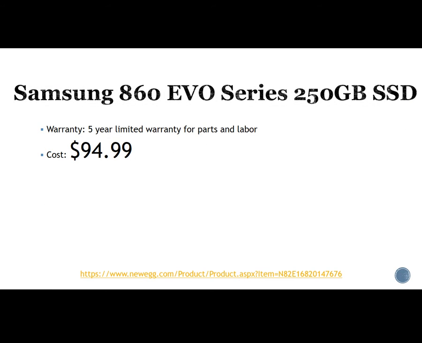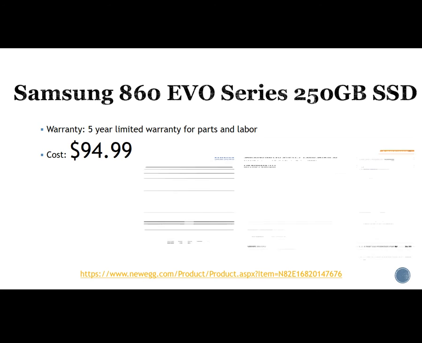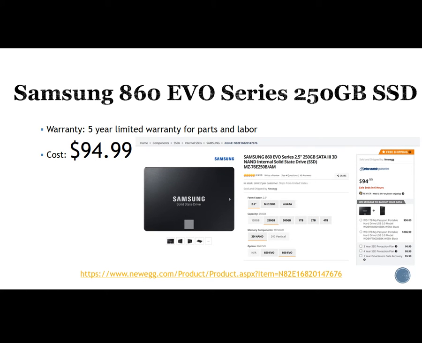Okay. So the warranty is a 5-year limited warranty, and it costs $94.99. Okay, before we click on anything, how much is that per gig? Somebody divide 95 by 250. Hit the calculator button on your laptop. 38 cents. So 38 cents per gig for this one.